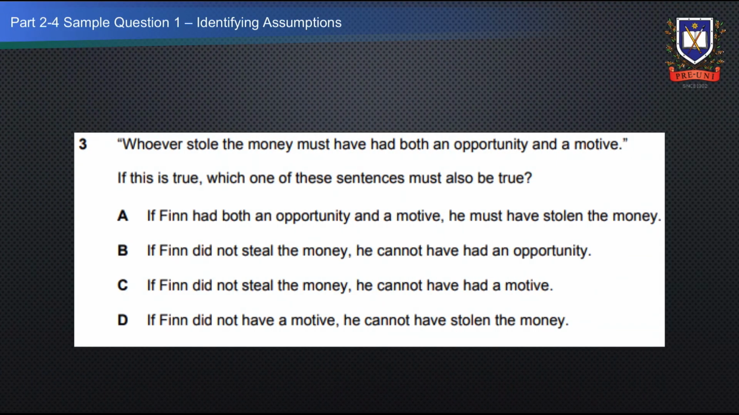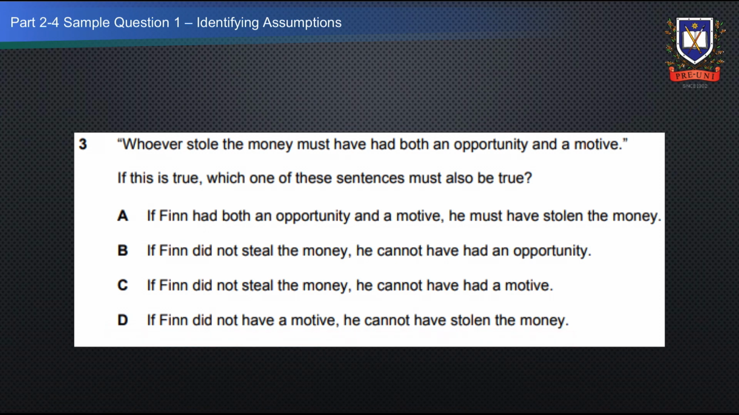Let's look at an example question from the Selective Schools Thinking Skills test. Whoever stole the money must have had both an opportunity and a motive. If this is true, which one of these sentences must also be true? A. If Finn had both an opportunity and a motive, he must have stolen the money. B. If Finn did not steal the money, he cannot have had an opportunity. C. If Finn did not steal the money, he cannot have had a motive. And D. If Finn did not have a motive, he cannot have stolen the money.